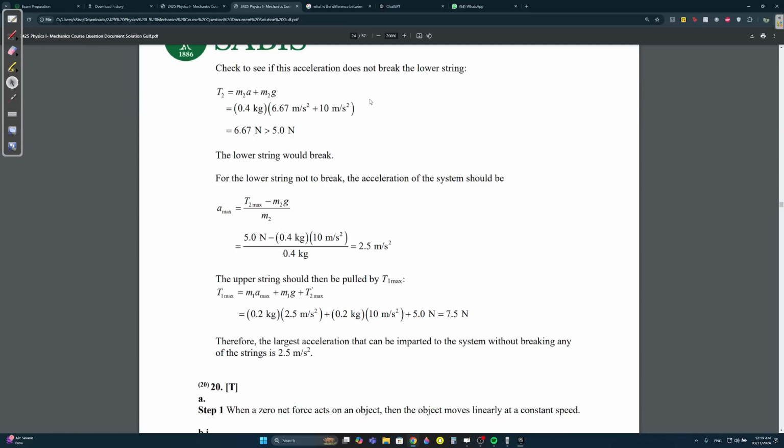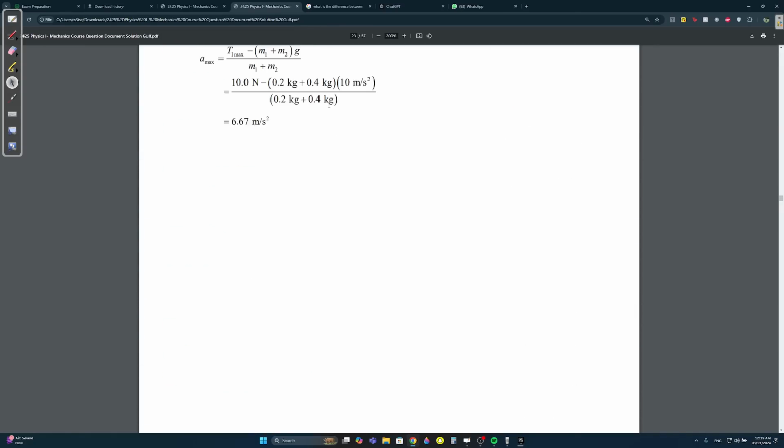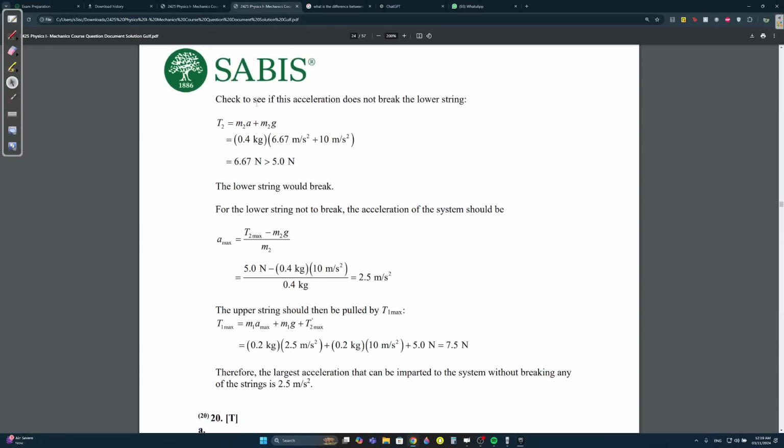Stop. No, man. Don't do this to me. I thought 6.7, we're friends, man. What is this? What's all this? Check to see if this acceleration does not break the string. T2 is M2A plus M2G. Okay. 0.4.